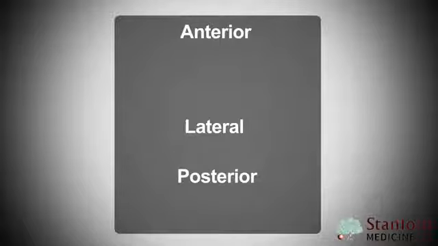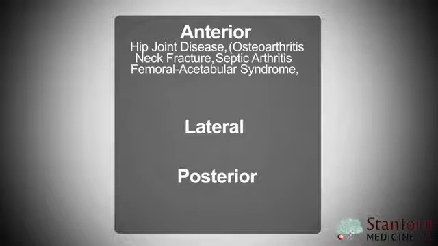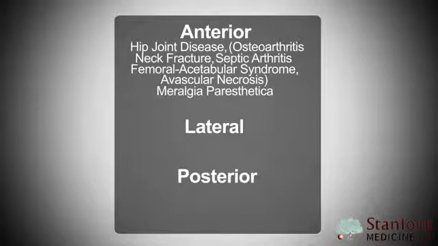Anterior. True anterior hip pain suggests pain within the hip joint. This includes many diagnoses such as osteoarthritis, neck fracture, acute or septic arthritis, femoroacetabular impingement syndrome, and avascular necrosis. Meralgia paresthetica presents with a superficial burning in the upper outer thigh and is sometimes initially confused with hip pain.